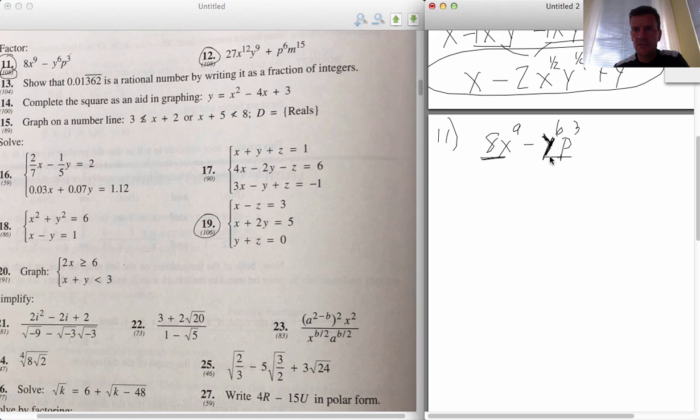When factoring, we're looking for the difference of two squares, but this is not. It is a difference, but 8 is not a perfect square. X to the 9th is not a perfect square. P cubed is not a perfect square. So then we might want to look for the difference or sum of cubes. So we look at this and we say, 8 is a cube. It is 2 cubed. X to the 9th is a cube. It is x cubed times itself 3 times, because you would add those exponents.